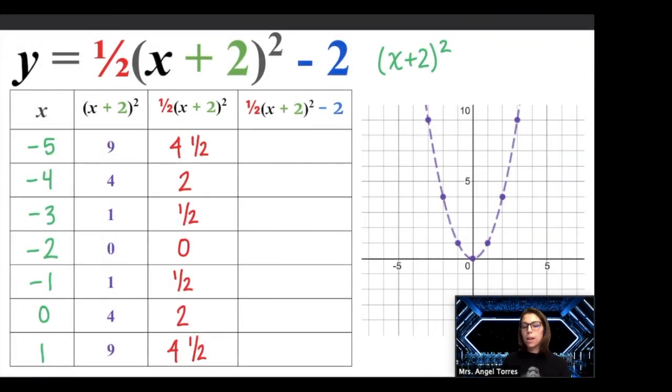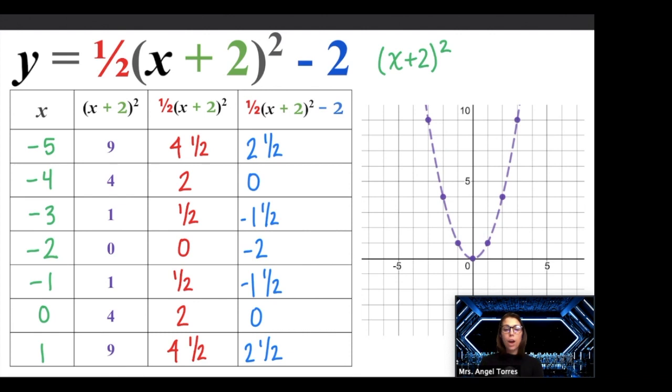Last but certainly not least, let's go ahead and apply our vertical shift. So we're taking our new outputs and subtracting 2. 4.5 minus 2 gives us 2.5, then 0, negative 1.5, and negative 2. Now that we've applied our final transformation, let's go in and identify our ordered pairs. For the new input of negative 5, our output will be 2.5, which appears to be the point right here. So there is our newly transformed point. Go ahead and finish off your graph now.